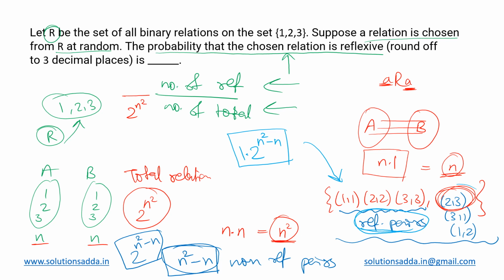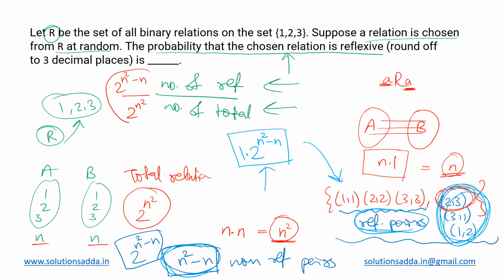But for these non-reflexive pairs, everyone has a choice. We can pick up or not pick up. And the number of such non-reflexive pairs is n squared minus n. And when each one of them is given a choice, that gives us 2 raised to the power n squared minus n ways. This is the number of reflexive relations that we can have. So we got the numerator as well. It is 2 raised to the power n squared minus n.